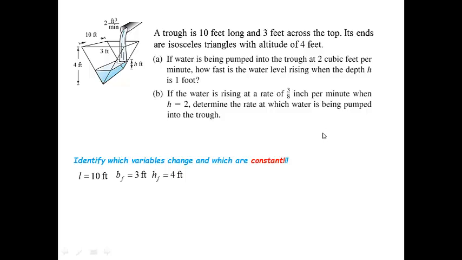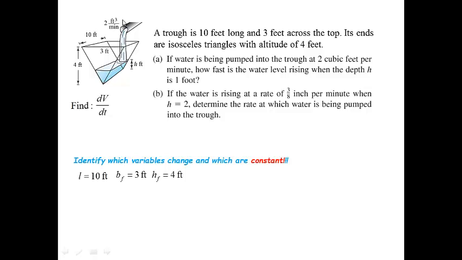Now doing part B. If water is rising at a rate of 3/8 of an inch per minute when the h is 2, when the height is 2, determine the rate at which the water is being pumped into the trough. Okay, what are we trying to find? We're trying to find the rate of change of the water being pumped in, so that will be the change in volume over time. So we can't use that 2 anymore.